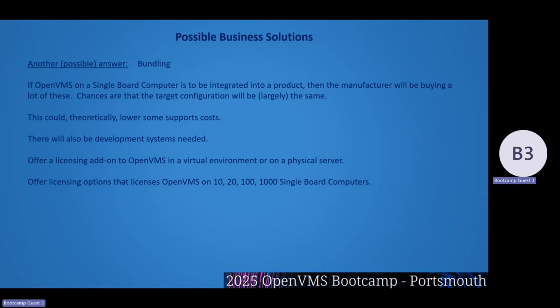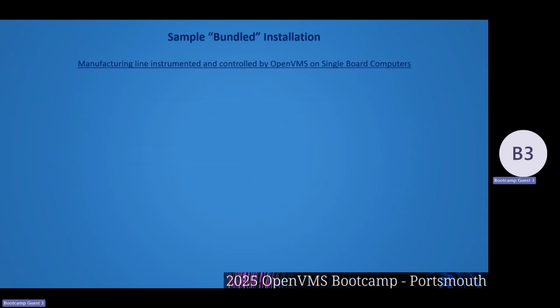So how could you do this? One possible solution. Take a look at a sample bundled installation. Consider a manufacturing line, which is controlled by OpenVMS single board computers. Up and down the manufacturing line, you have multiple devices for multiple sampling points, multiple control points. They're also there for redundancy.